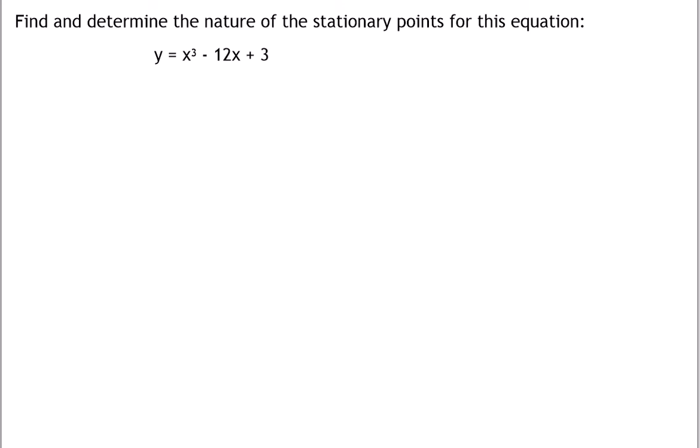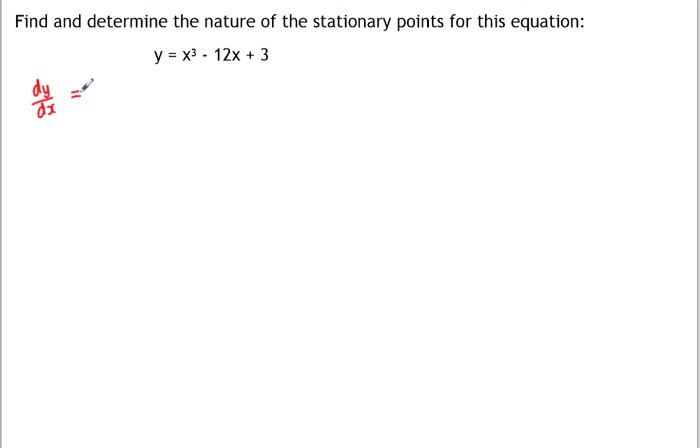Here's a question then. Find and determine the nature of the stationary points for this equation, y equals x cubed minus 12x plus 3. So you know from the last video how to find the stationary points. If you pause the video first and just find the stationary points and give them as a coordinate to start with, when you're ready, press play.